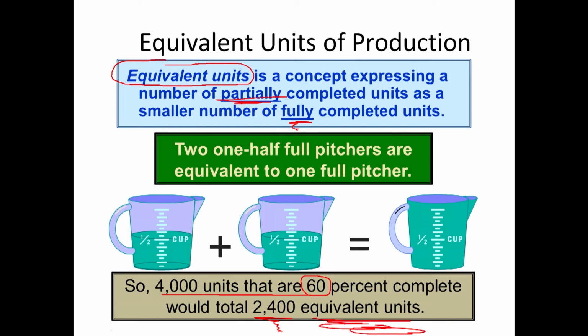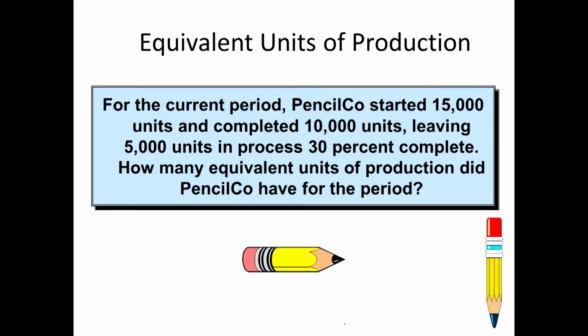Now they're going to give you an example in the next slide. It's not my favorite example. I have an example that I like better that I'll show you here in a couple minutes. But let's look at the example that they have for equivalent units on the next slide. Let's say for a current period, Pencil Co. started 15,000 units and completed 10,000 units. Those are 100% done. But there's 5,000 units that are in process and they are only 30% complete.